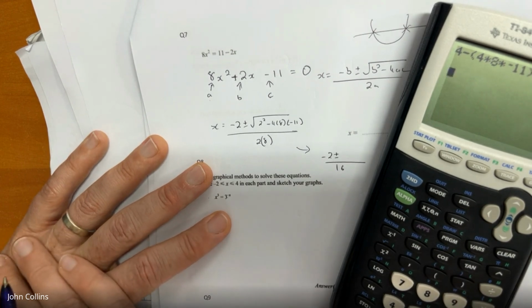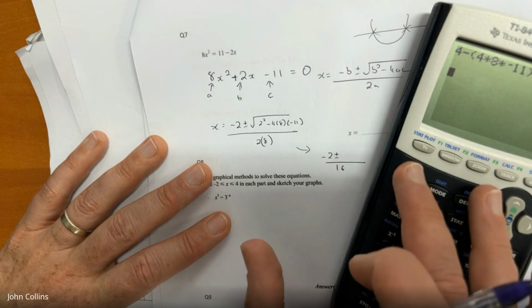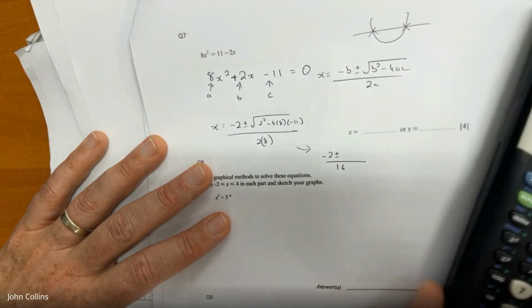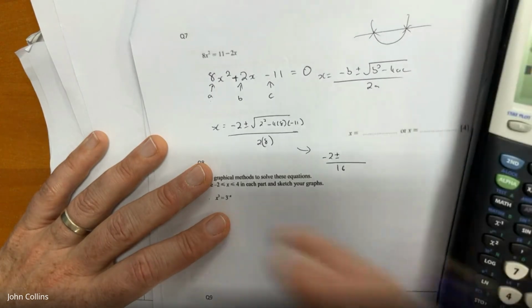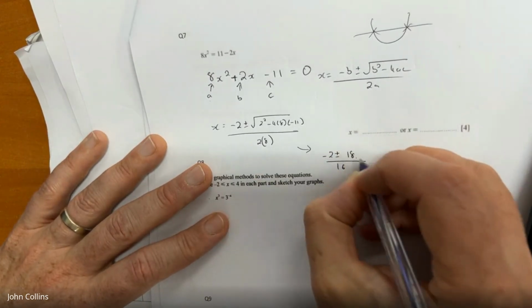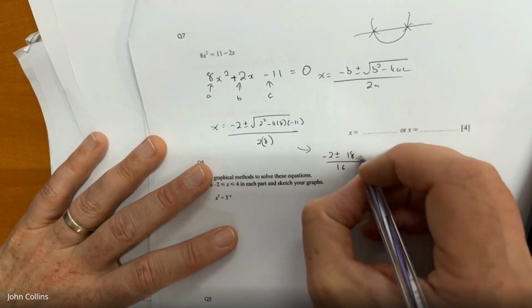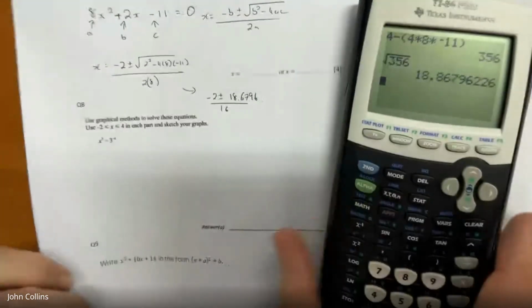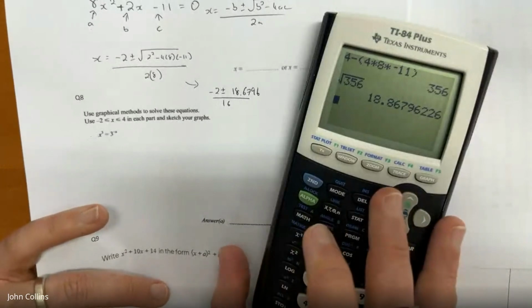356. What's the square root of 356? It's not a nice number. Oh, yuck. All right, let's continue anyway. I did it all in the calculator there. 18.6796. And then I just add. It probably was easier to draw it.